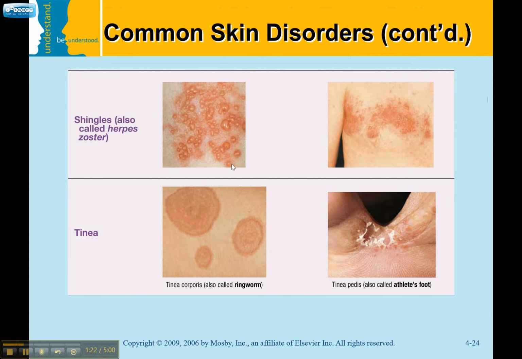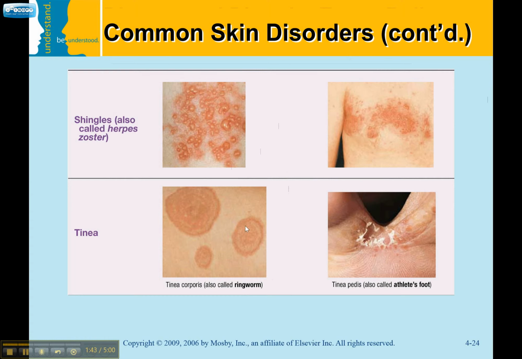Shingles, which is the herpes zoster virus. This you get if you've had chicken pox when you were younger, and you get exposed to the virus again. Especially, you can see the commercials about elderly people getting shingles. This is what happens. It forms these very, very painful blisters on the skin.